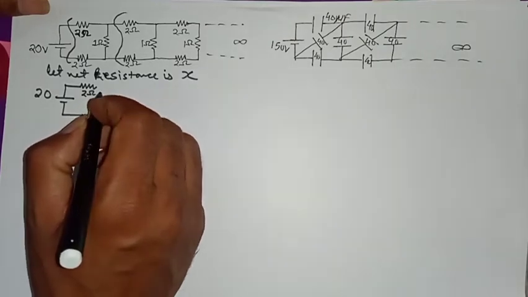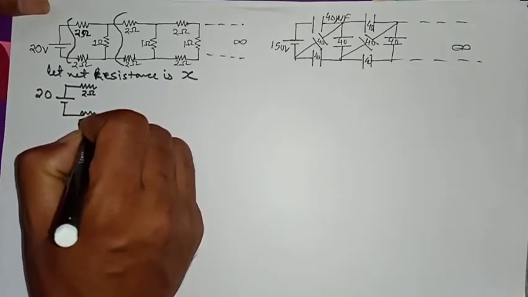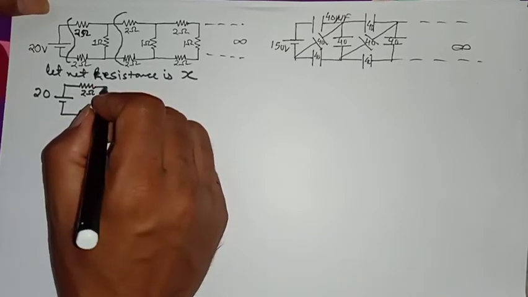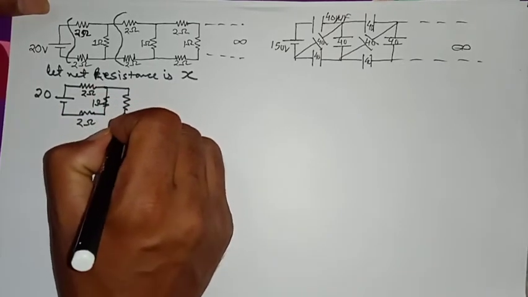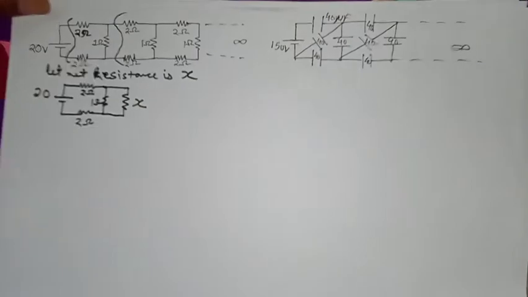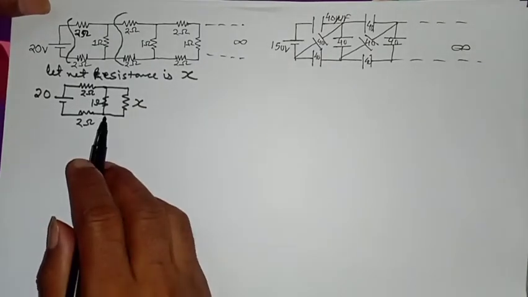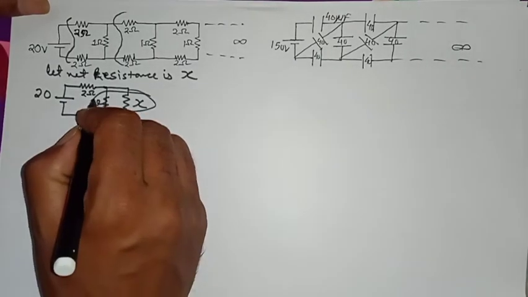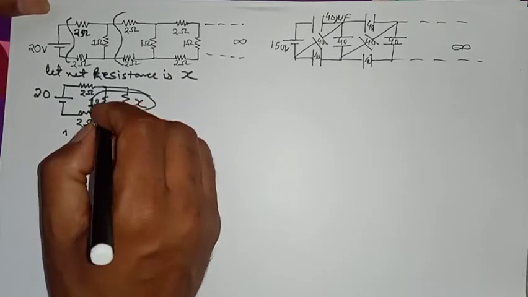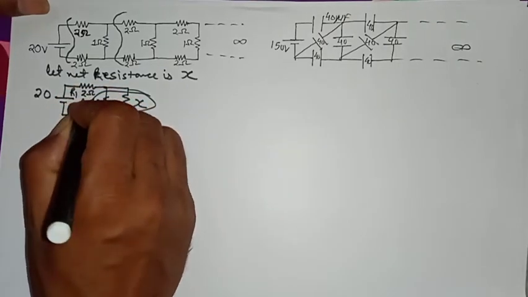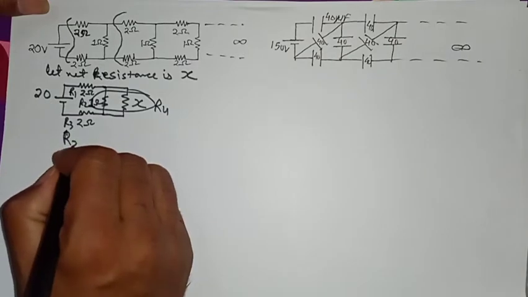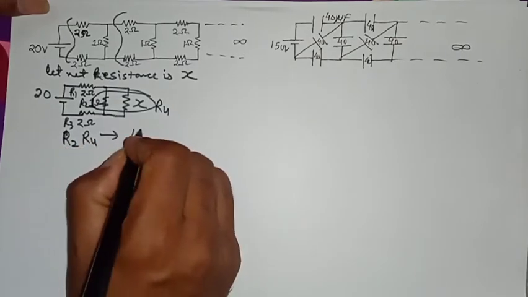2 ohm, 2 ohm, 1 ohm, the repetitive part. This entire part is now X. And remember, how we are going to solve this problem is, take these two first. So this is R1, this is R2, this is R3, this is R4. So R2 and R4 are in parallel.